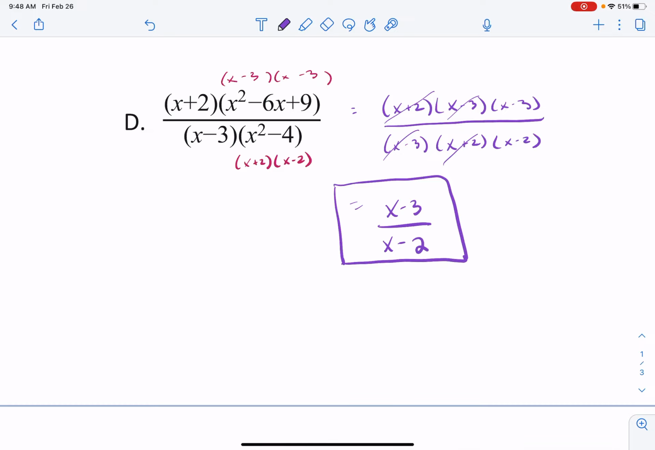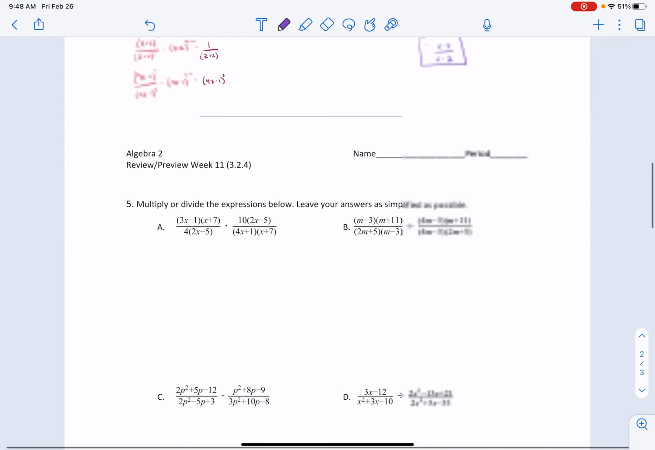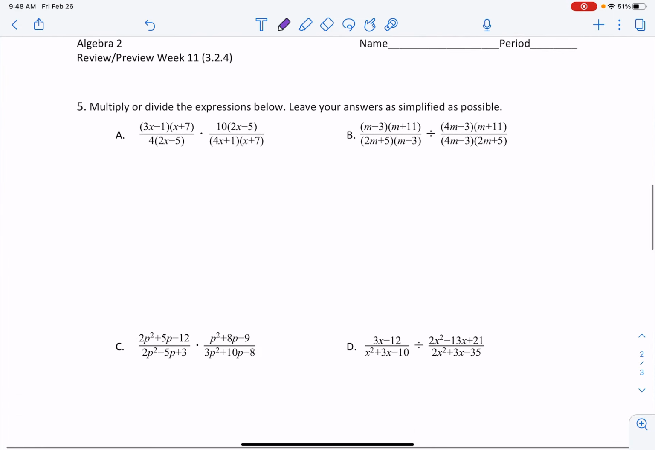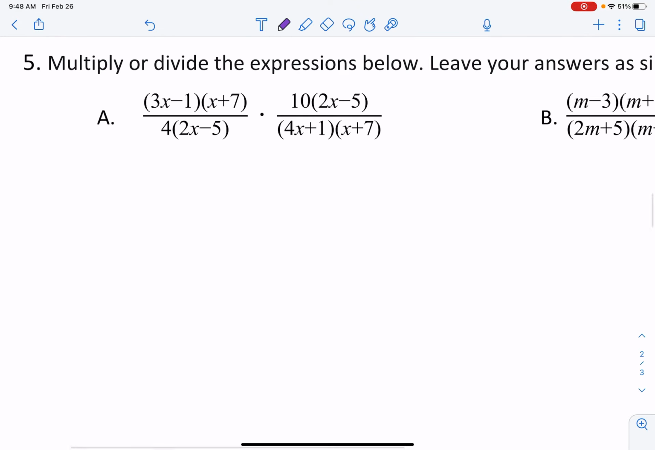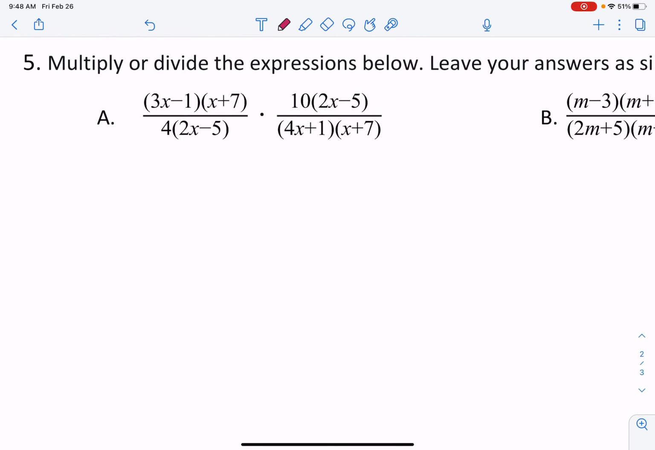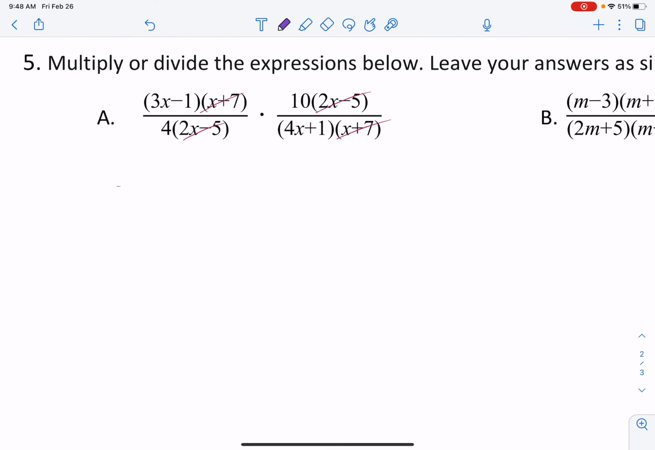All right, so the second page, we've got 5, A through D, and then number 6. So looking at 5A, so we've got multiplication here. I think the best thing to do is start figuring out what it is that we can cancel. So I see that we have x plus 7's here. I can cancel those. 2x minus 5's, we can cancel those. And I think that's it. But let's see what we're left with.